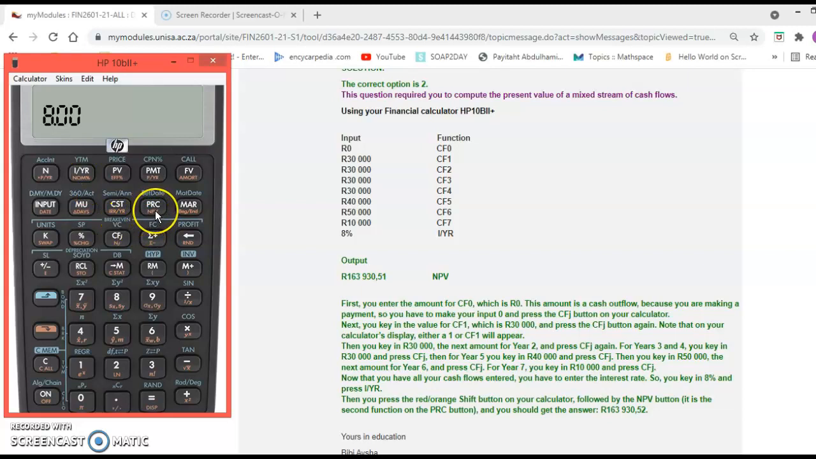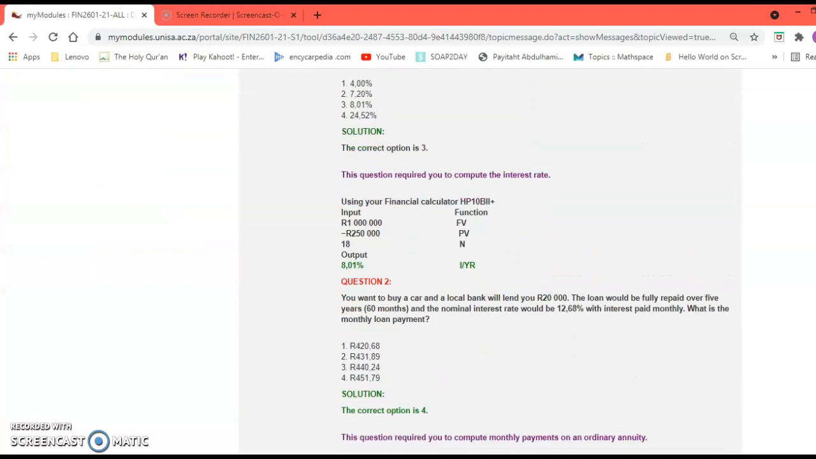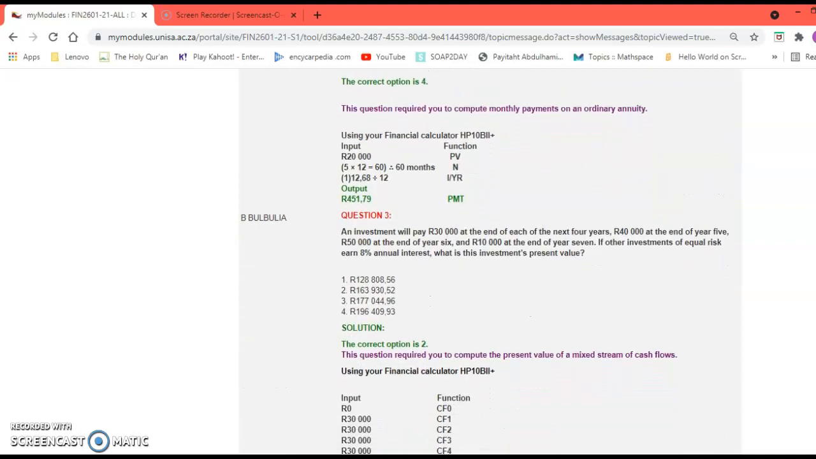To get the net present value, you need to press shift, red arrow, followed by PRC. And that will give me my net present value of 163,930.52. A detailed explanation on how to input these figures onto your calculator or your emulator is written as follows. I urge you all to go through these questions using your calculator or your emulator and see that you get the same answers as I have.